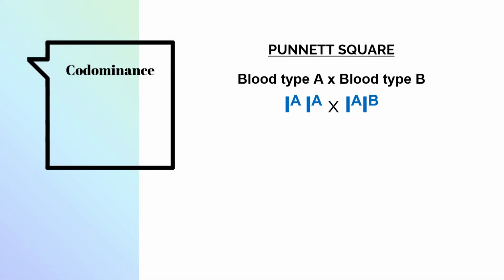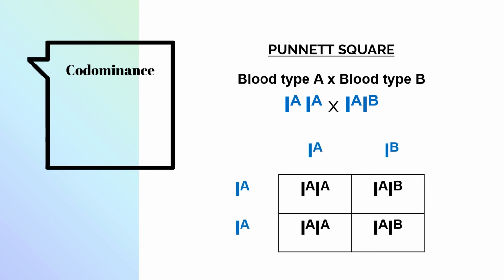Next, let us perform the Punnett Square. So we are going to cross the blood type A with blood type AB. So we have IAIA and IAIB. So up here, the first one, if we're going to combine the two IA, so we have IAIA and IAIA. And the other one, we have IAIB and IAIB.